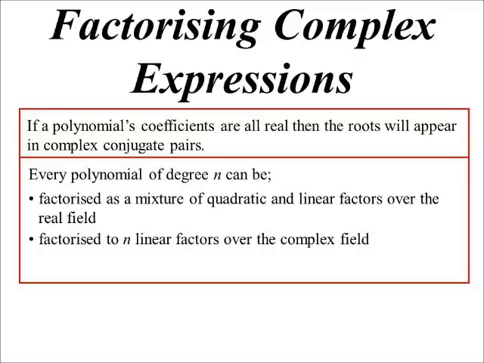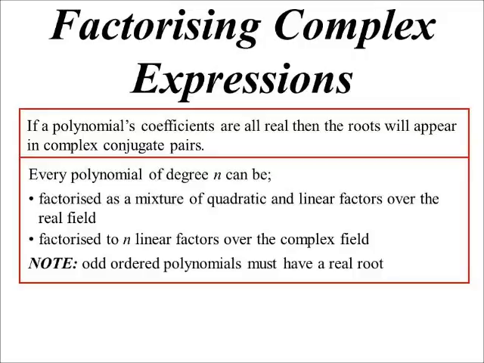If we were to factorise it over the complex field, then they would all be linear factors, because one factor would be x minus whatever that imaginary number is. So we could break it down to n linear factors. What that therefore means is any odd-ordered polynomial must have at least one real root. Because if the imaginary ones are appearing in pairs, they will all end up being an even number, which means if it's odd, then it must leave at least one real solution.